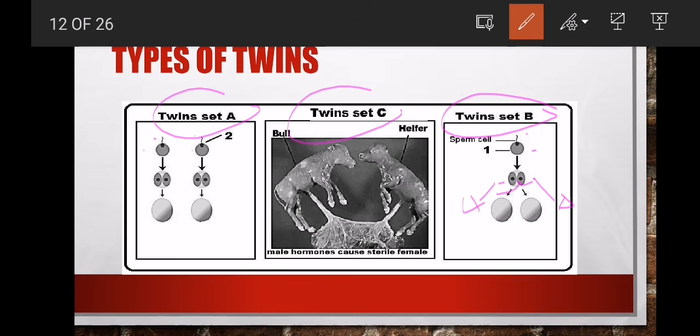Then they may say, talk about the physical appearance or the phenotype of twin set B. Same, identical or not identical? You say identical. Hence the other name of this one, we call it identical twin. So here we say it's dizygotic. Here we say it's monozygotic. Physical appearance, same. Gender, what about gender? Again, they will be the same. The gender will be the same.